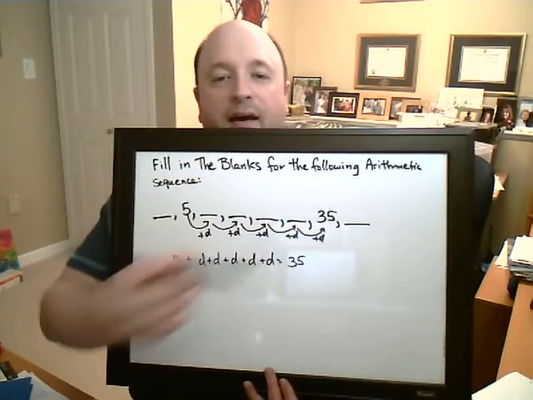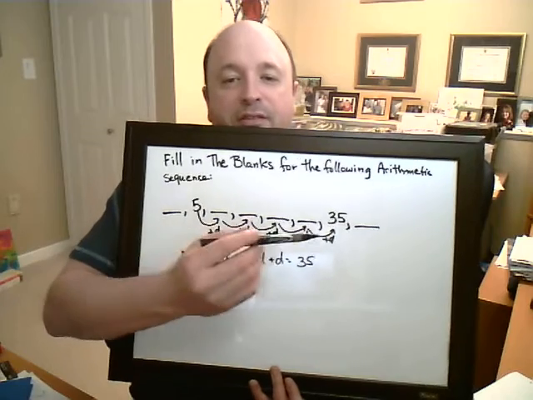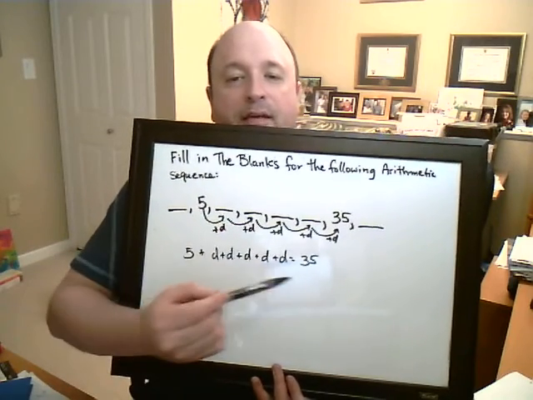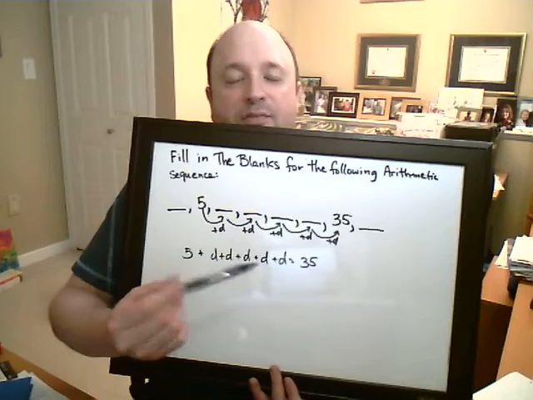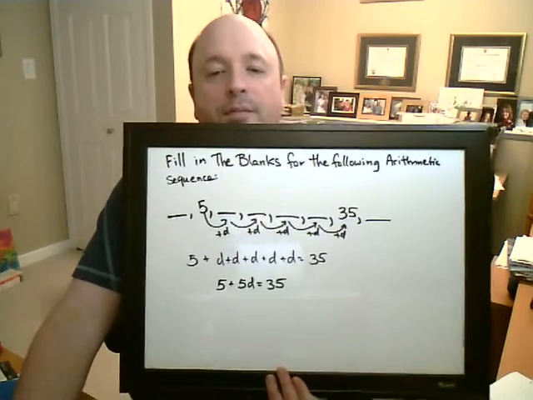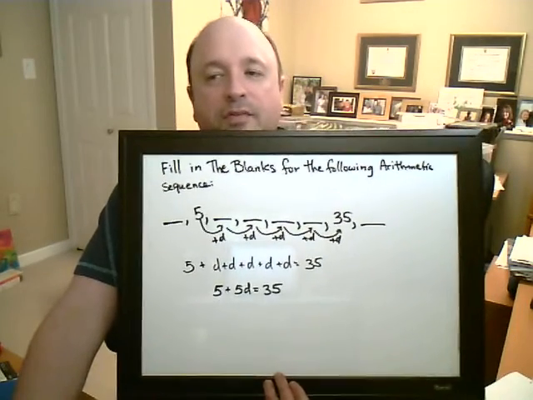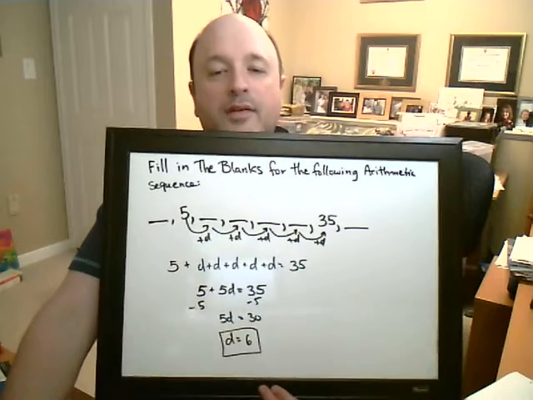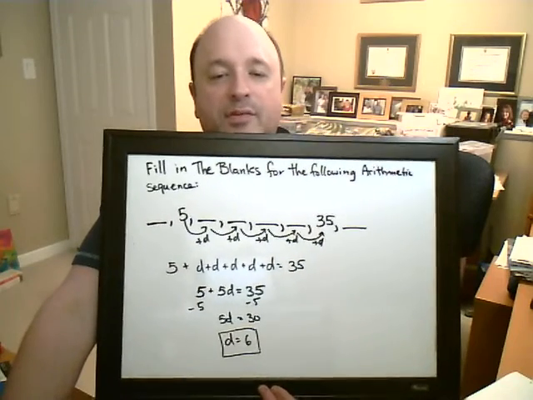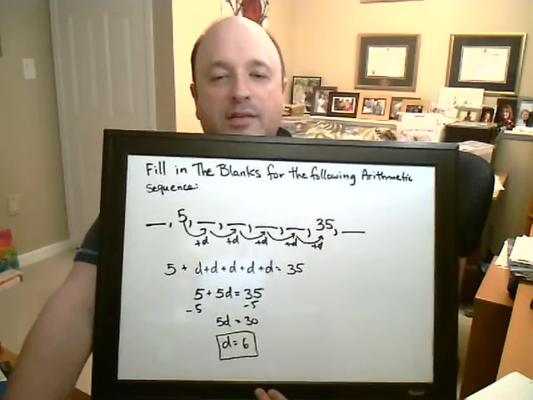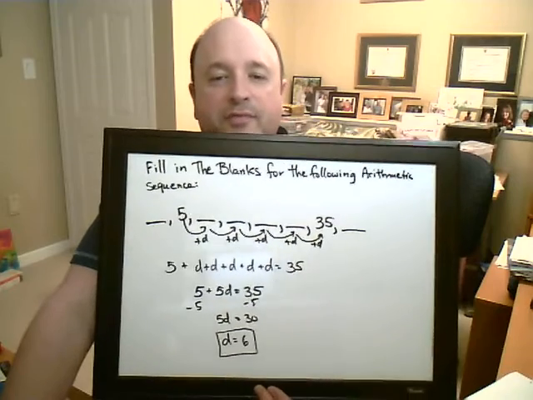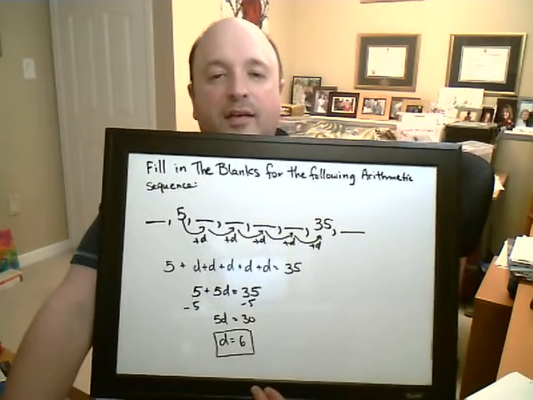Okay, so 5 plus 5 differences gets us to 35. We write it like that. And then 5d's, we can just write it like this. Okay, so that's a simple solve. Let's solve it. Minus 5 to both sides. So 5d equals 30, so d is equal to 6. And that tells us what the difference is. So we can fill in the blanks now that we've calculated the difference.